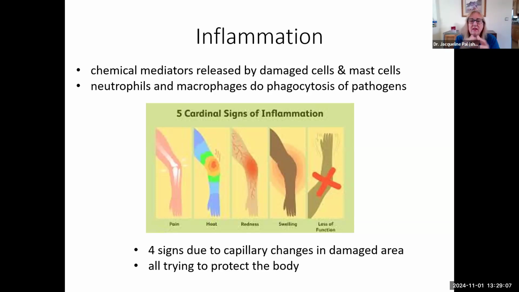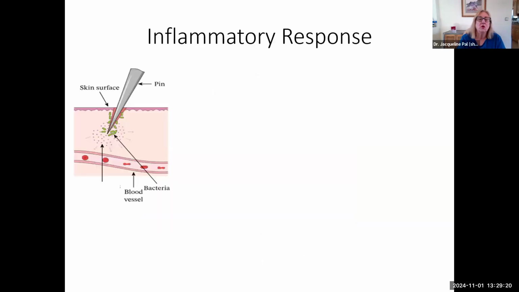Okay. And all of these inflammatory signs are trying to protect your body. They're telling you, look, I'm damaged. Don't use me. Give me a chance to heal. So let's go through the inflammatory response step by step so you can see how all these cardinal signs develop, because you need to know exactly how they all occur.